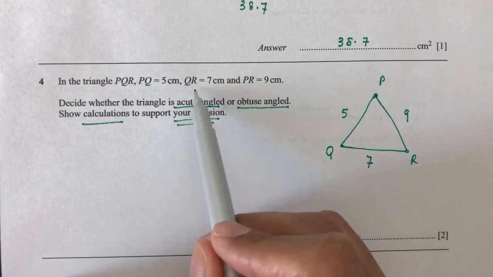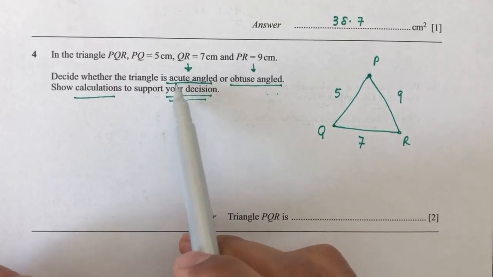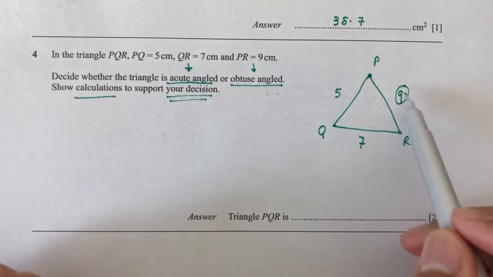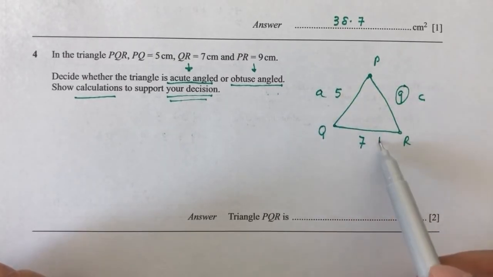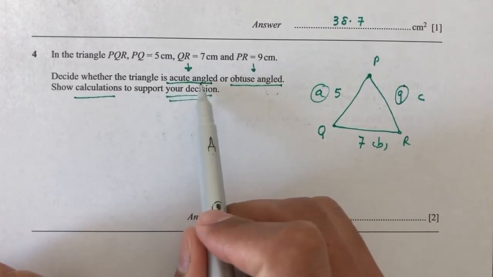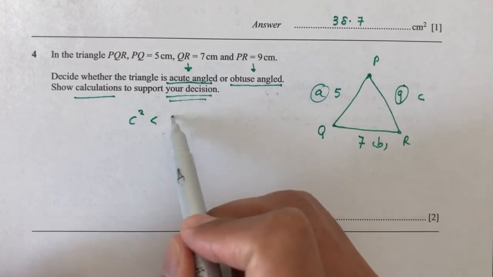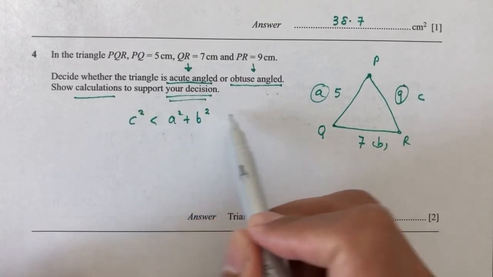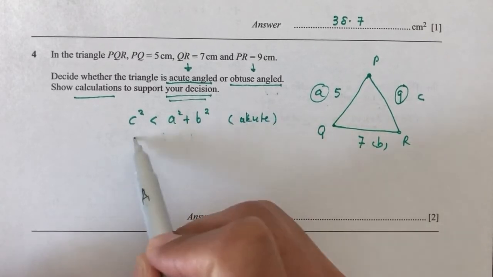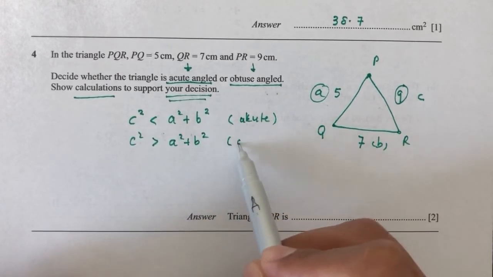So here we have to find out if the triangle is acute or obtuse. The largest side is this, so we assume this is C, this is B, and this is A. How to know if this is acute or obtuse? If C square is less than A square plus B square, then it will be acute. But if C square is bigger than A square plus B square, then it will be obtuse. Let's find out.